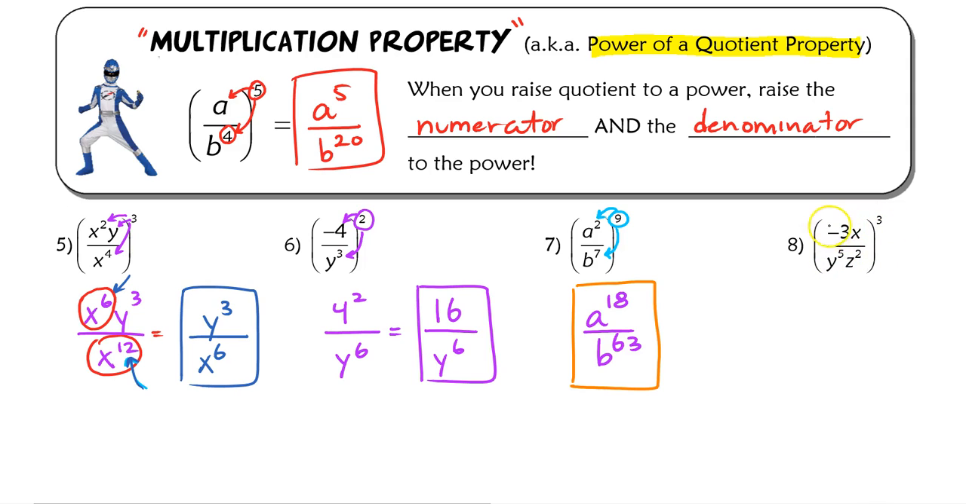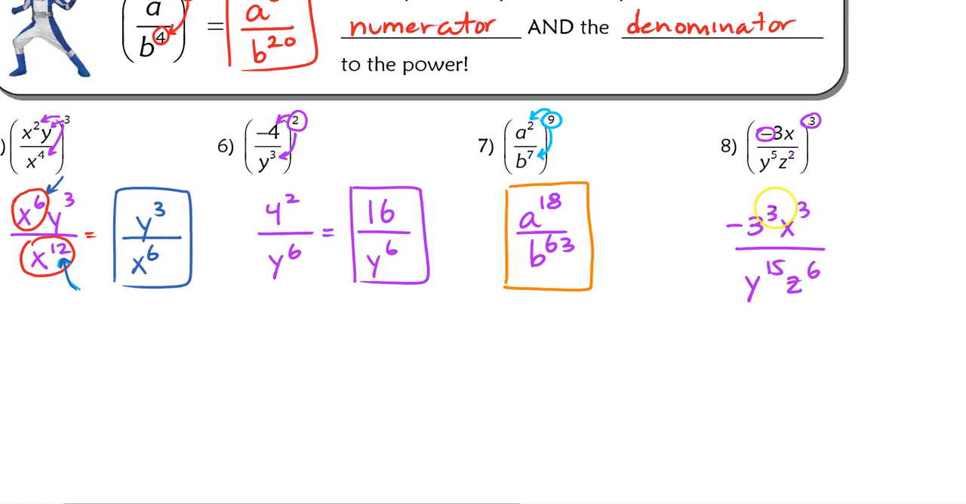So this one, again, we're going to raise a negative to an odd power. So overall, I know my answer is going to be negative. So I would get 3 to the 3rd power, and then x to the 3rd power, all over y to the 15th when I multiply 5 times 3, and z to the 6th when I multiply 2 times 3. Now to simplify this, -3 to the 3rd power is going to be -27, and then the x cubed stays the exact same along with the y to the 15th and the z to the 6th in the denominator, because there are no like bases to simplify any further. So that's my final answer here.